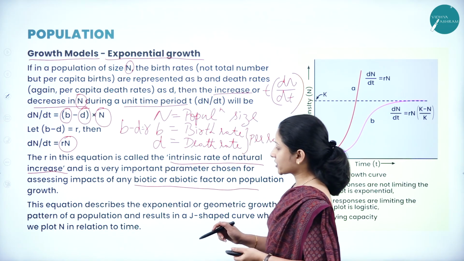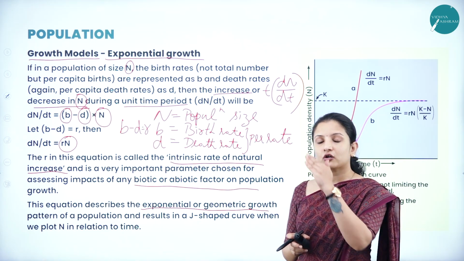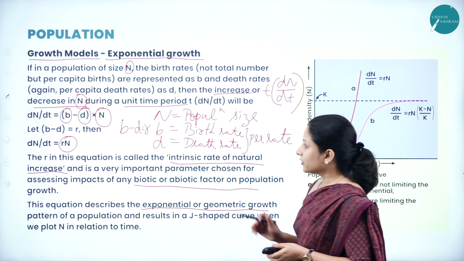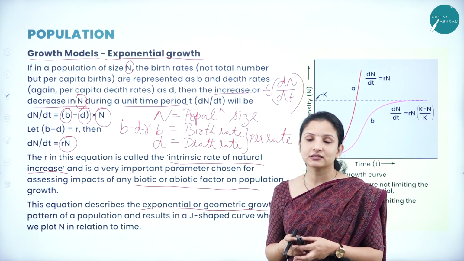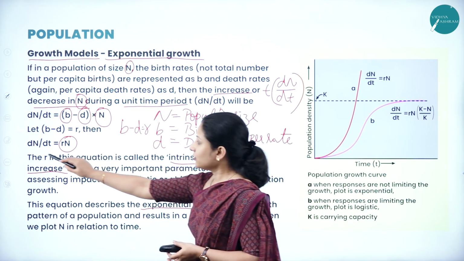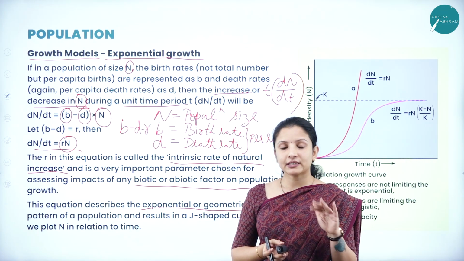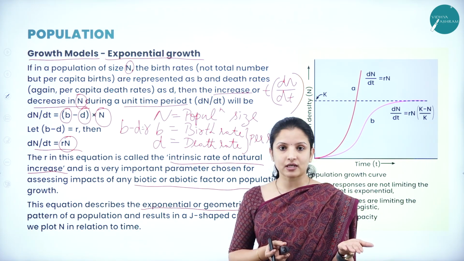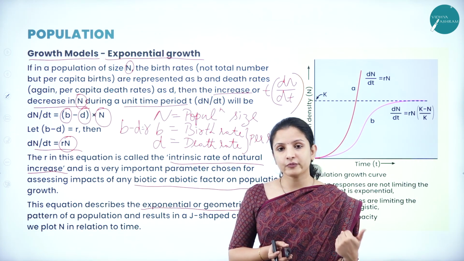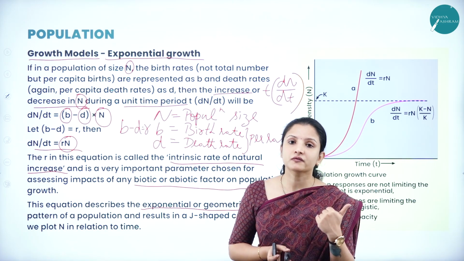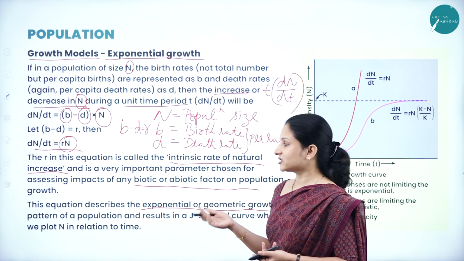So this equation actually describes the exponential or the geometric growth pattern. Here we are talking only about the birth rate, that is the intrinsic rate of natural increase in the population density. So it is called exponential growth. Here we are not calculating the death, but instead we are calculating how much growth has occurred, whether the growth has reduced or not. Growth has reduced means obviously more deaths would have occurred. So here we are talking about the increase in the population, that is the exponential growth of the population.